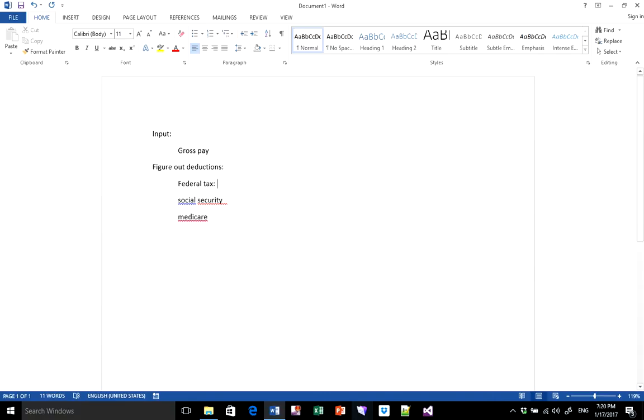Federal tax, let's say there's a 10% flat rate for everybody. Social Security, let's make it 5%, even though it's not. Again, these are just hypotheticals, so this is not the actual rates. So Medicare is, let's say, 3%.